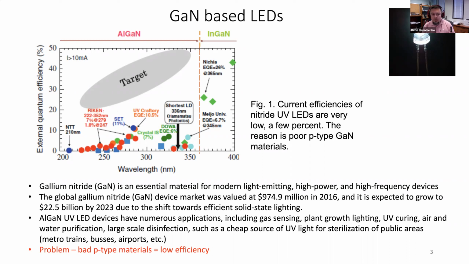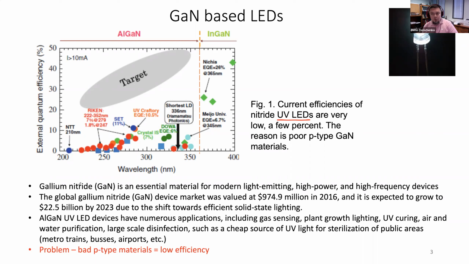But the emerging technology, which is even more exciting, is ultraviolet LEDs. Now, ultraviolet LEDs would also be based on gallium nitride alloys, AlGaN in particular, where the band gap is bigger, so you can produce ultraviolet light.